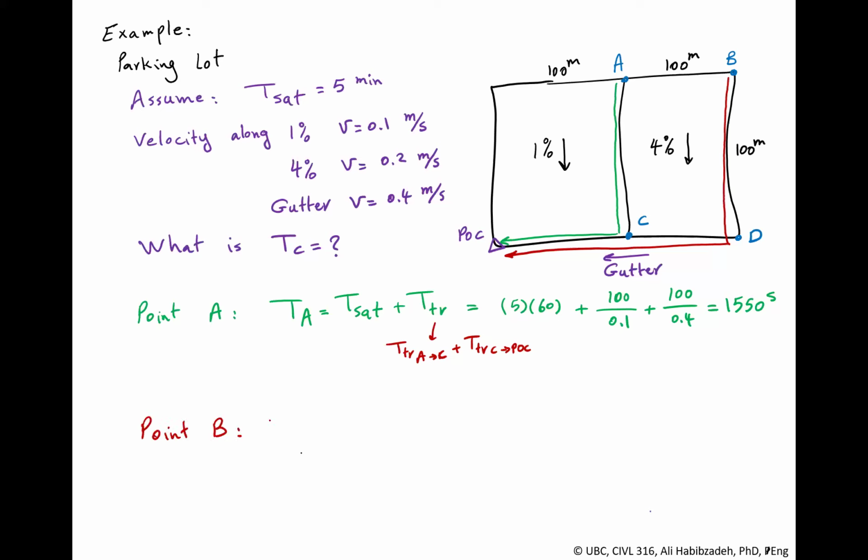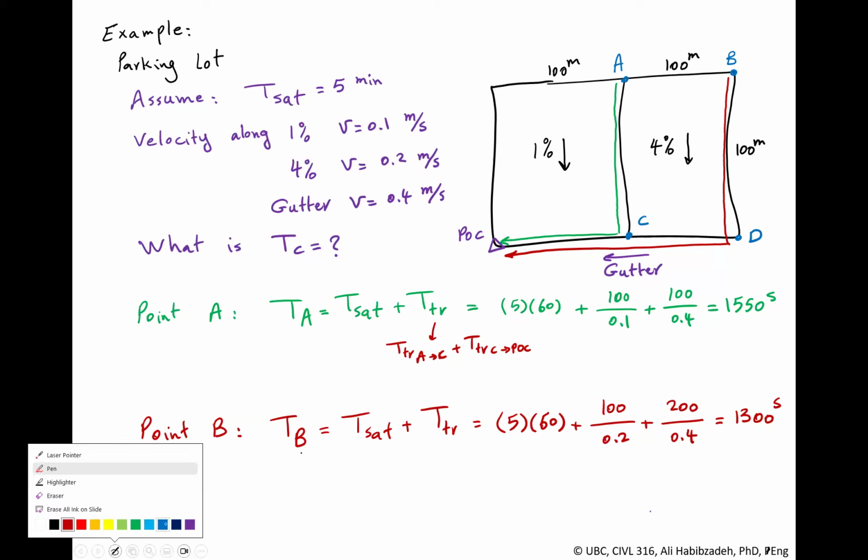Okay, great. Let's do the same thing for point B. Point B, the same story. Time of concentration for B is equal to saturation time plus travel time. And this will be equal to the same saturation time, 5 minutes, converted to seconds, plus, again, we have to travel 100 meters along the 4% slope. So that's 0.2. That's the velocity. Plus, now we have to travel along the gutter, but this time it's 200 because we go from D to POC at a speed of 0.4. Again, if you do the math, this will give us 1,300 seconds.